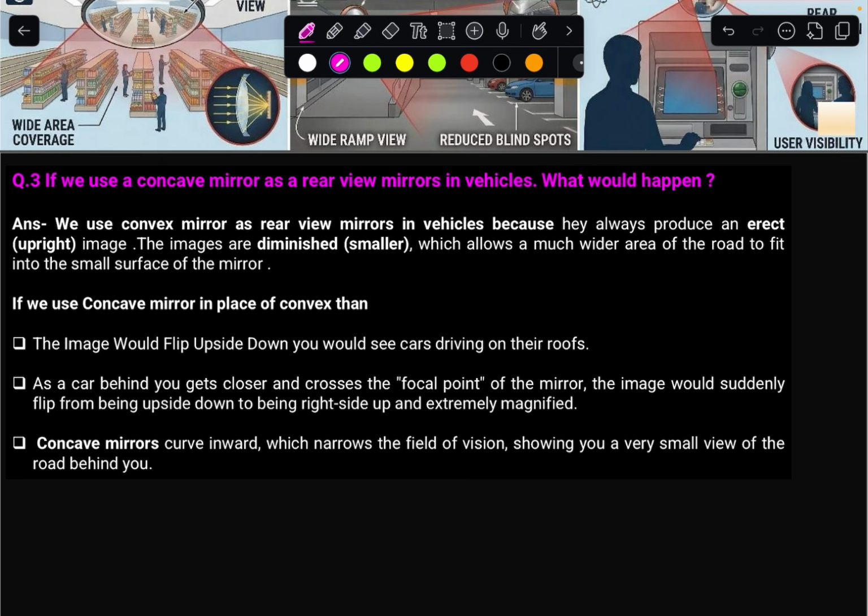In concave, beta, we are getting an inverted image, which means suppose this is a car and here we have the rear view. If you are driving this car, what will you see? An inverted image, which means the car behind you will look inverted like this. When the object is between pole and focus, the image turns upside up, downside down, and is enlarged. So that will make it difficult to drive. I have written all the points here. You can read it.